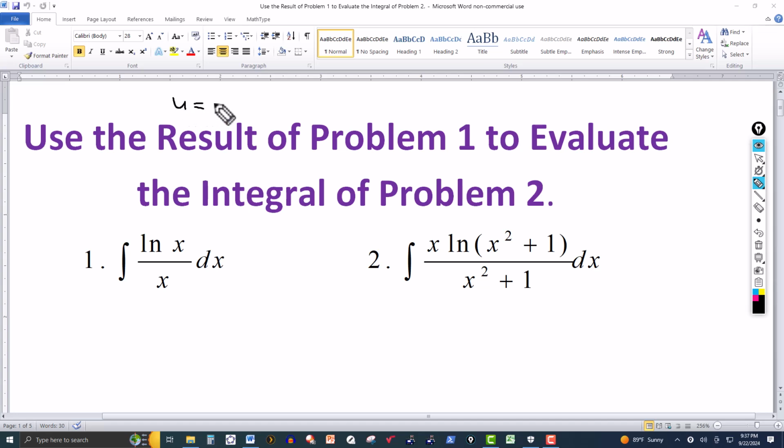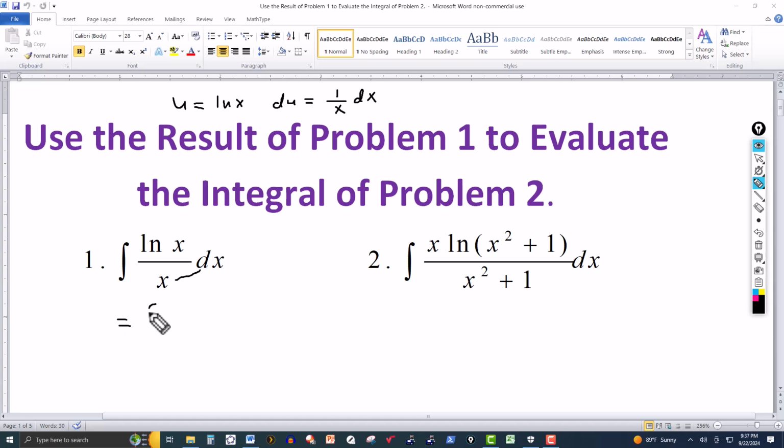Let u equal ln of x. Then du would be the derivative of ln of x, which would be 1 over x dx. And then I would just rewrite this integral in terms of u. Now I could solve this for dx and then make the substitution, but notice here I have dx over x, right here, dx over x, and this is the same thing as dx over x. So I'll replace the dx over x by du. And the ln of x will be u.